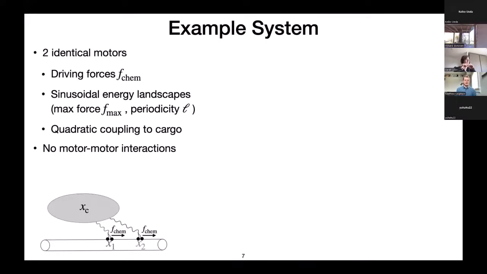So to explore some of these bounds and get an idea of what conditions lead to their saturation, we can consider a specific simple example system here. So in particular, we consider two identical motors with identical driving forces, Fchem. We give both motors a sinusoidal periodic energy landscape with a maximum force Fmax, which you can think of as proportional to the barrier height of the energy barriers between metastable states, periodicity L. The motors are quadratically coupled to the cargo, and we assume no interactions between the motors.